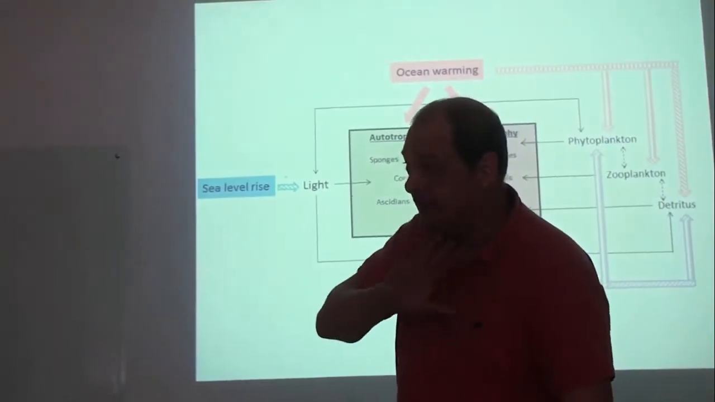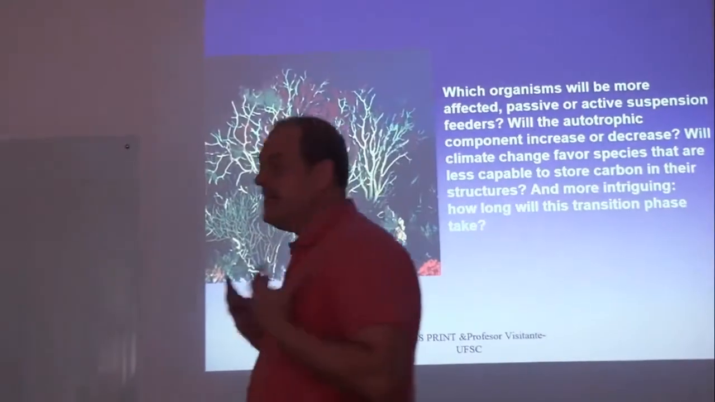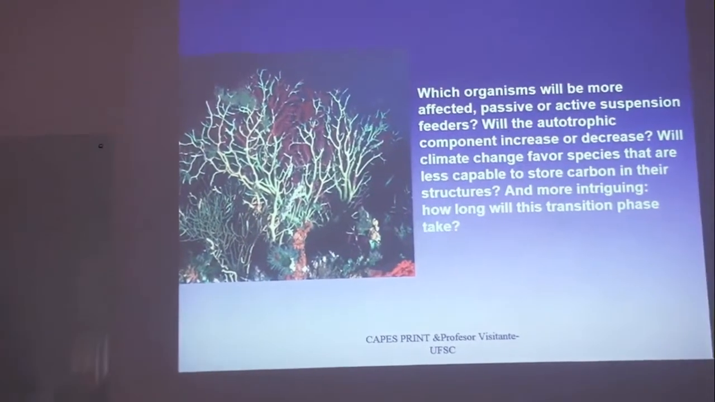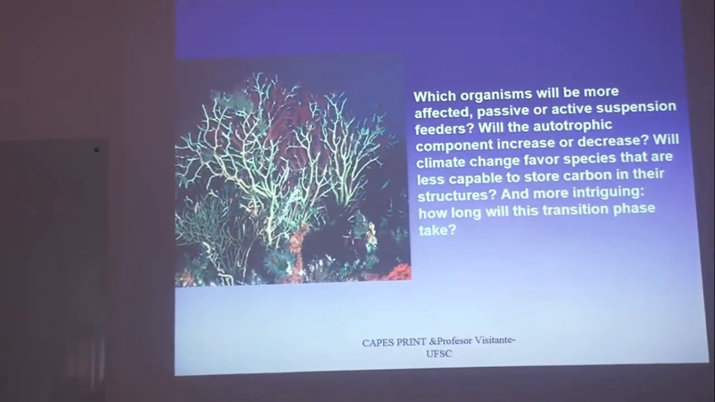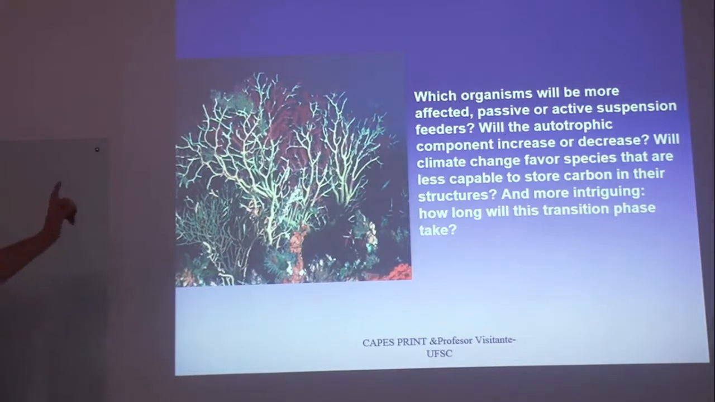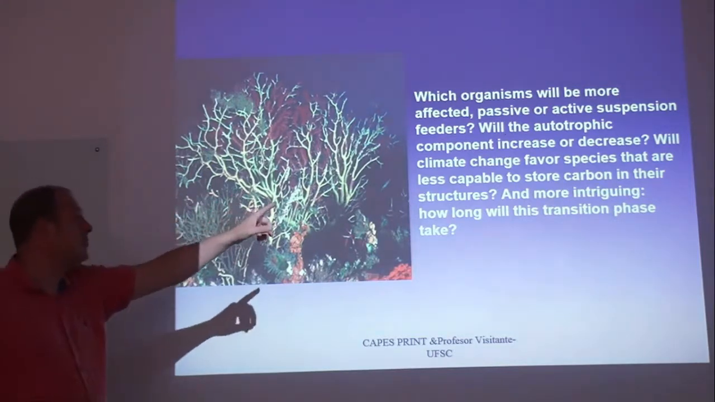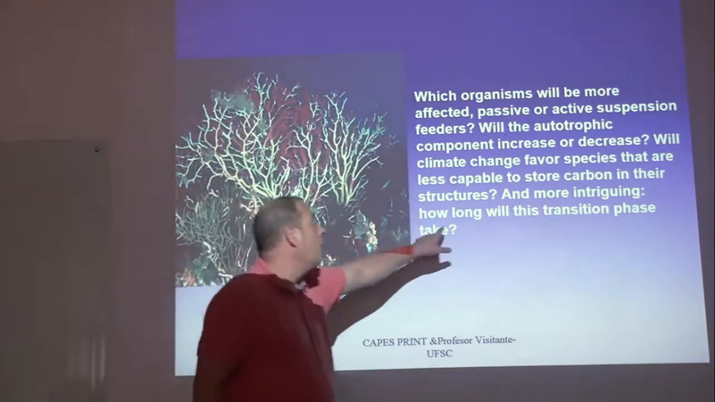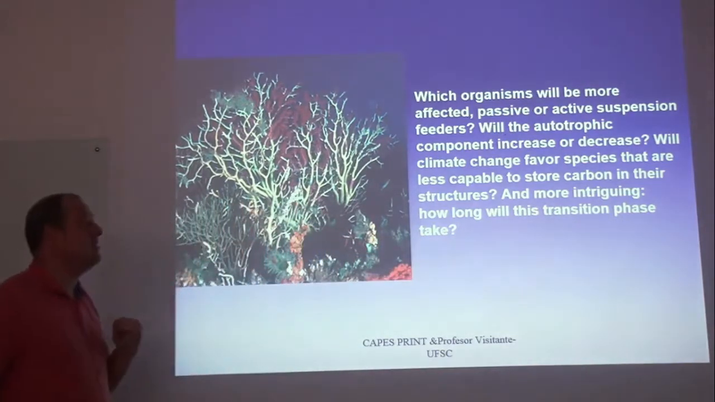So, briefly to finish the talk, it is understanding what will be the repercussions, what we have to study. These are only a few questions and a few things; we have many others. Which organisms will be more affected, passive or active suspension feeders? Will the autotrophic component increase or decrease? Will climate change favor species that are less capable of storing carbon in their structures? And more intriguingly, how long will this transition phase take?